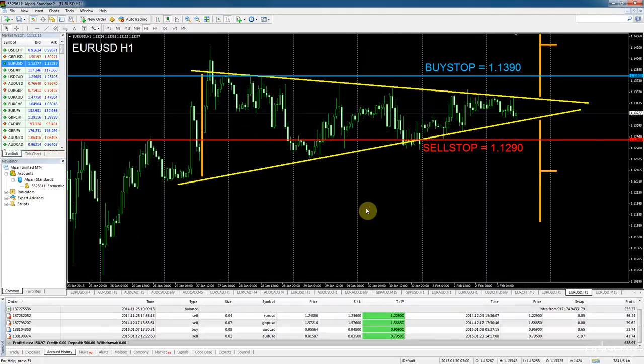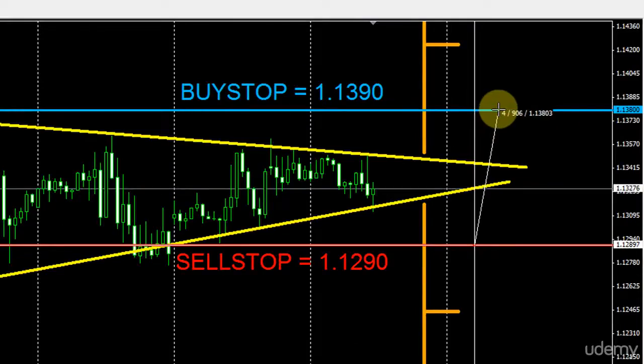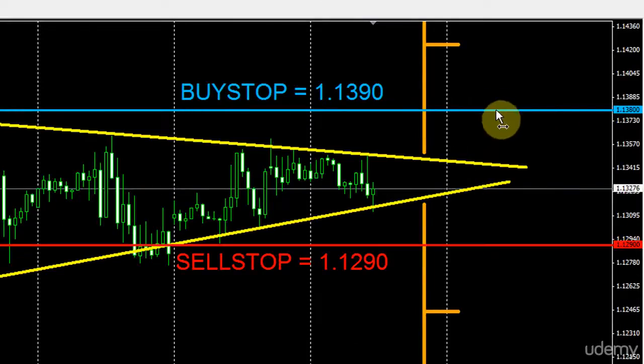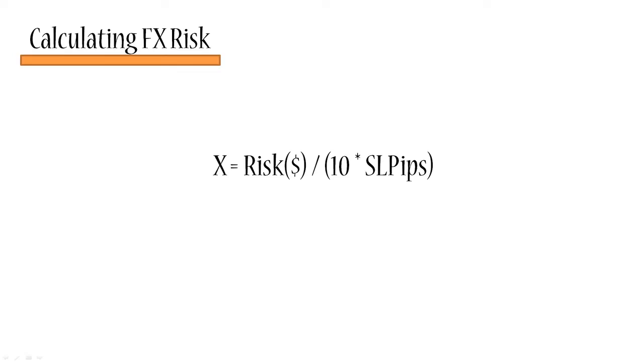taken into consideration. The last thing we have to take into account is our risks. To do that, we'll have to find out how many pips there are in the stop loss, and there's about 90 pips in the stop loss. So I'm just going to bring up the slides that allow us to calculate lots. I've got the formula up in front of us here.